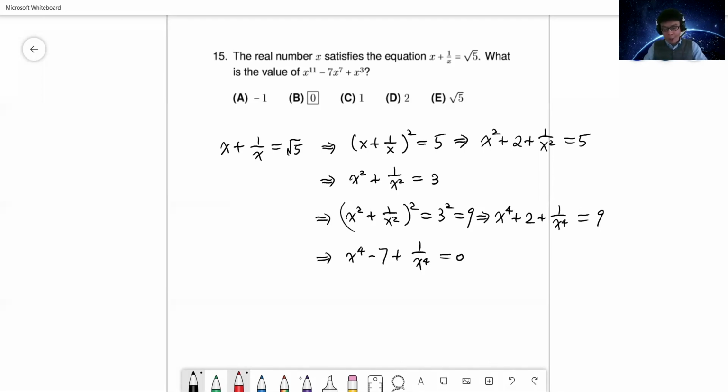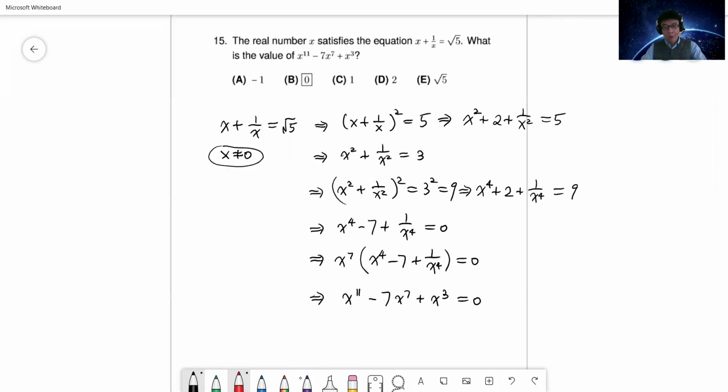Here we have similar coefficients to the polynomial in the problem. Because x is not 0, it's in the denominator, we can multiply both sides by x to the 7th. It is still 0. And this can be simplified to x to the 11th minus 7x to the 7th plus x^3 equals 0. That means the value of the polynomial expression in this problem equals 0.